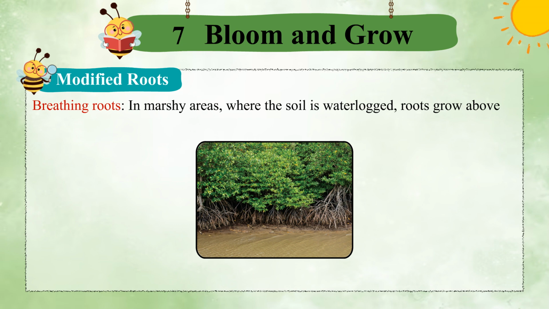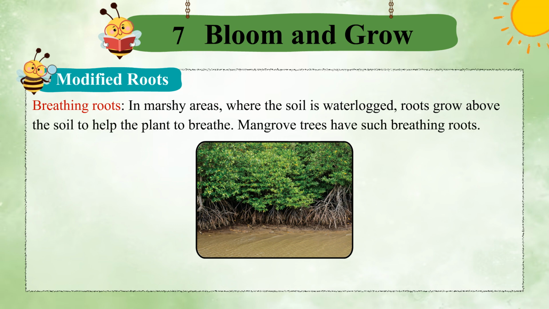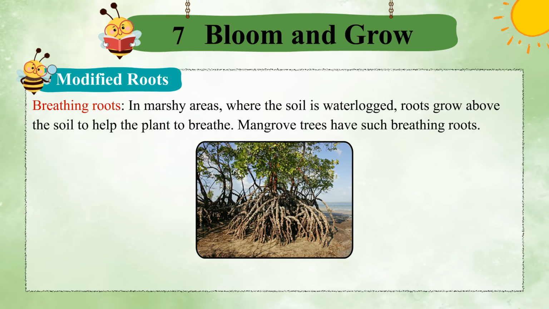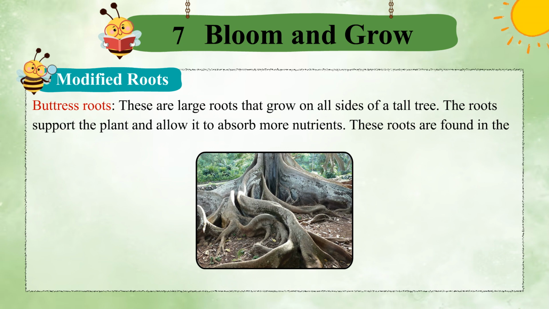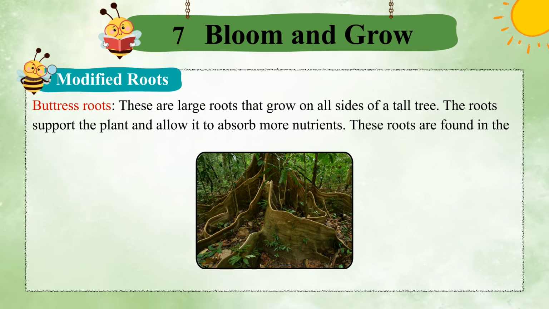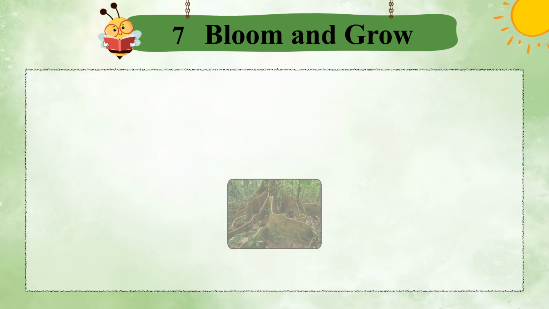Breathing roots. In marshy areas where the soil is waterlogged, roots grow above the soil to help the plant to breathe. Mangrove trees have such breathing roots. Buttress roots. These are large roots that grow on all sides of a tall tree. The roots support the plant and allow it to absorb more nutrients. These roots are found in the trees of tropical rainforest.